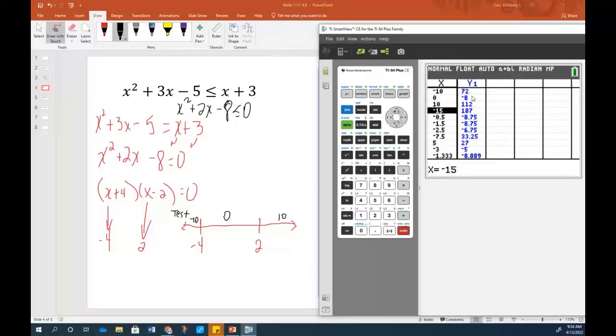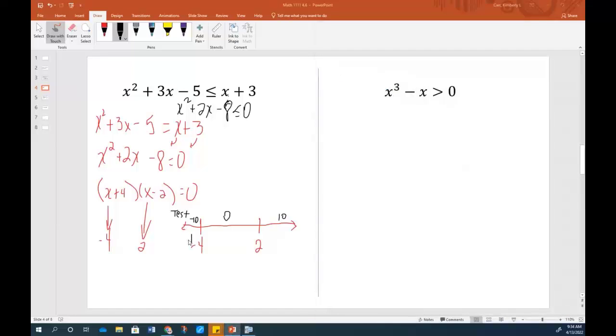And I see that I have a positive, and then a negative, and then a positive. So that means when I test it in this region, positive, and then negative, and then positive. Because I'm looking for things that are less than, it's this negative section that I'm interested in. And I need to determine open or closed, but this one says it can be equal to, so it will be closed there. So my solution for this problem is the interval -4 to 2.